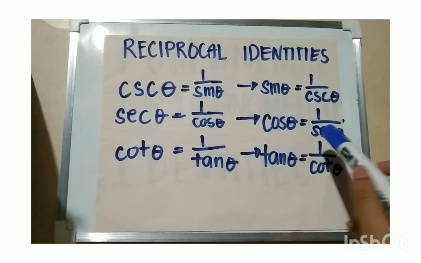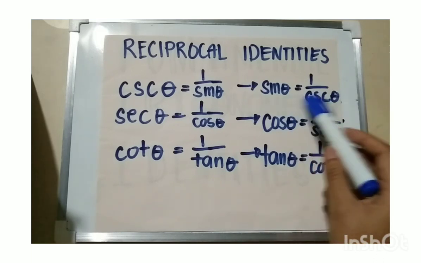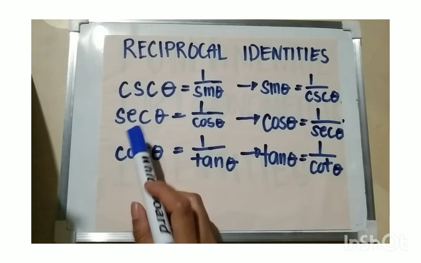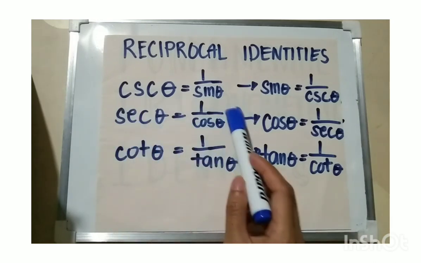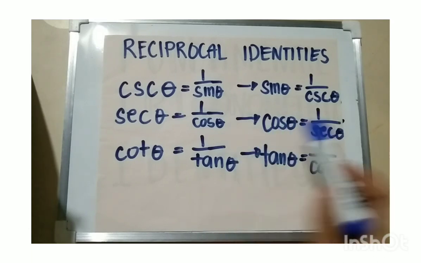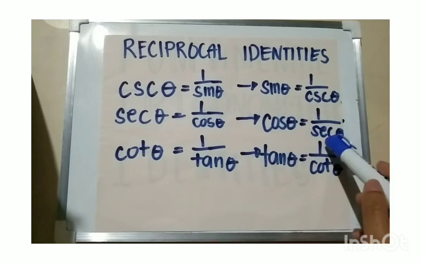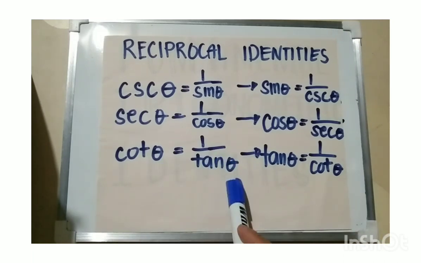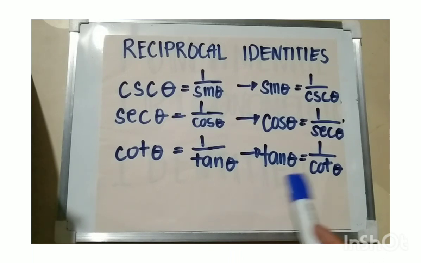Or it can also be its reciprocal, which is sine theta is equal to 1 over cosecant theta. Another is secant theta is equal to 1 over cosine theta, and its reciprocal is cosine theta is equal to 1 over secant theta. Last, we have cotangent theta is equal to 1 over tangent theta, or it could also be tangent theta is equal to 1 over cotangent theta. So that's the reciprocal identities.